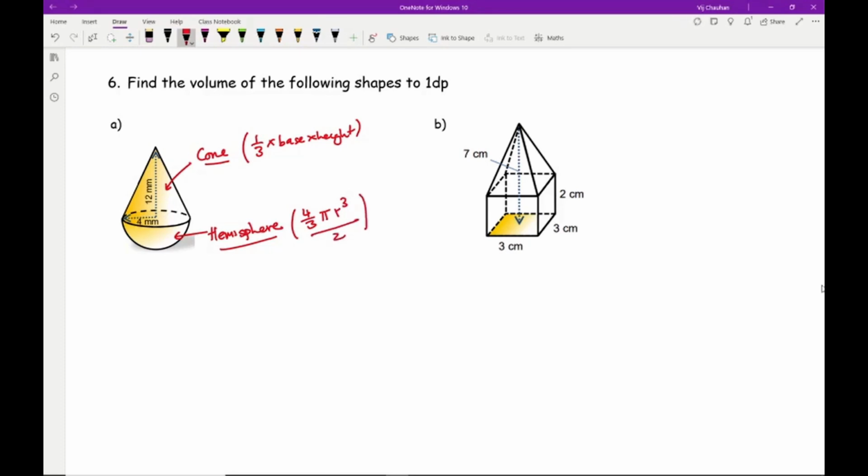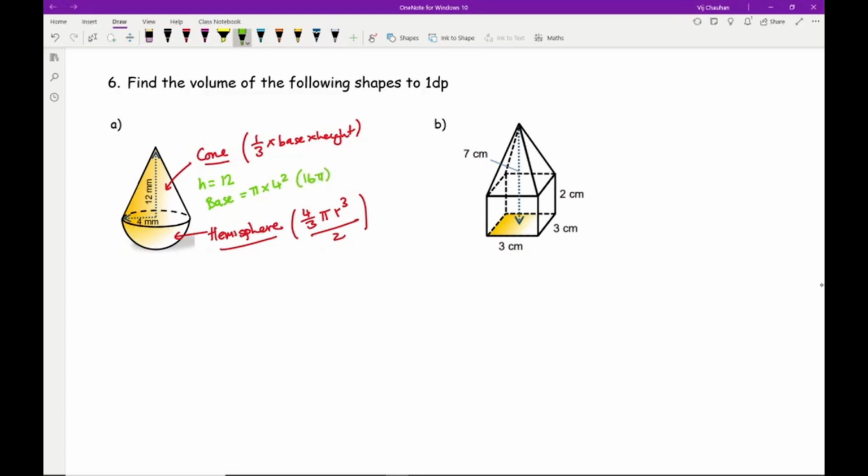Now in this we wanted to try and pick out the key bits of information. So here I've got h equals 12, and again just double check to make sure your units are the same. Yes, with both of yours, we're working in millimeters this time, and the base is going to be pi times 4 squared, in other words 16 pi.